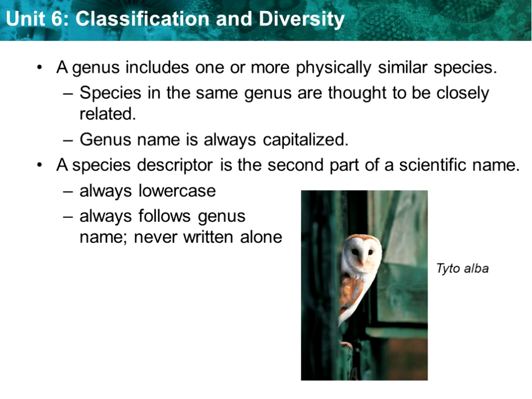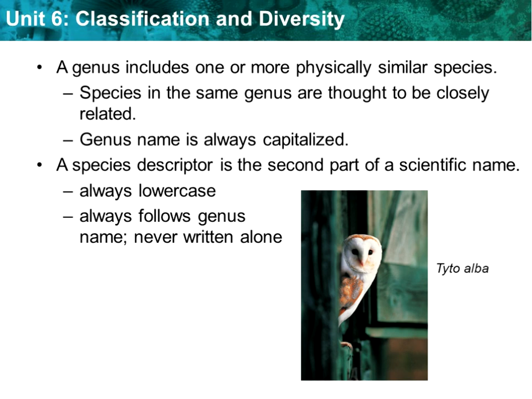A genus includes one or more physically similar species. Species in the same genus are thought to be closely related. Genus is always capitalized as well. So if you share the same genus with somebody or some other organism, that means you're very closely related. A species descriptor is the second part of the scientific name. That's always lowercase, always follows the genus name, and is never written alone.